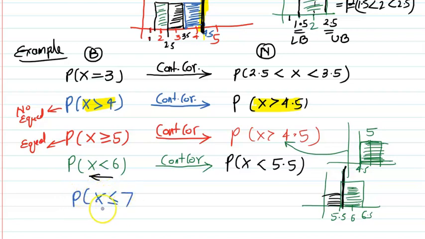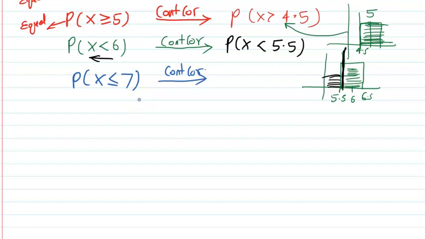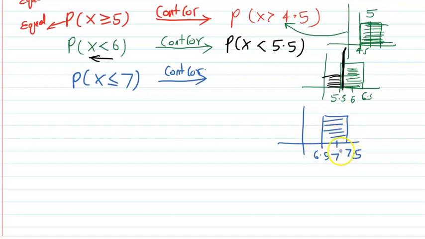Probability. Here I have taken another example. If P(x) is less than or equal to 7, it means this is our bar, this is 7, and this should be 6.5 and this should be 7.5. Yeah, it is showing less than and equal to 7. So our 7 is finishing here at 7.5.